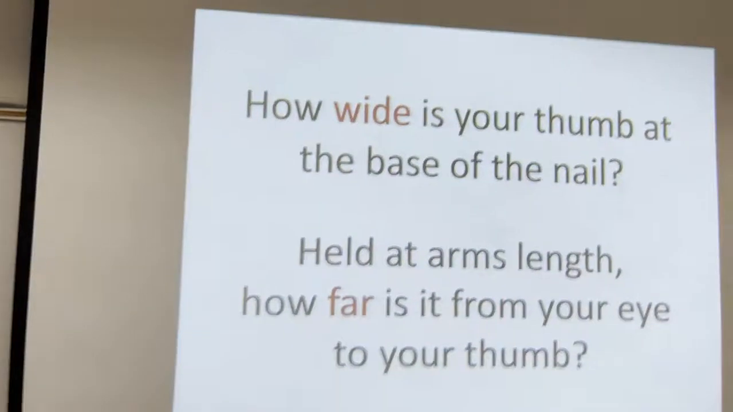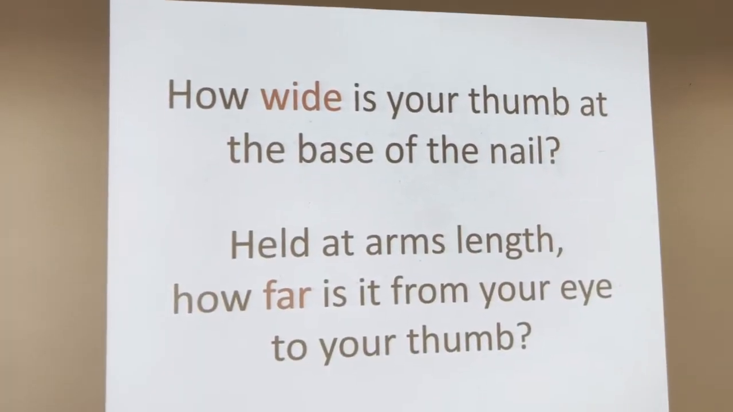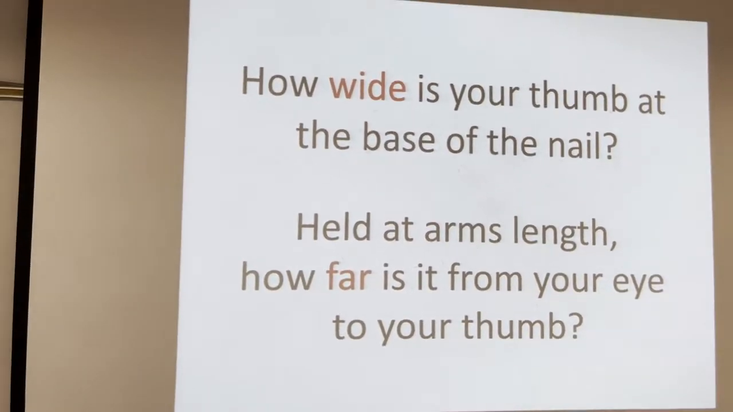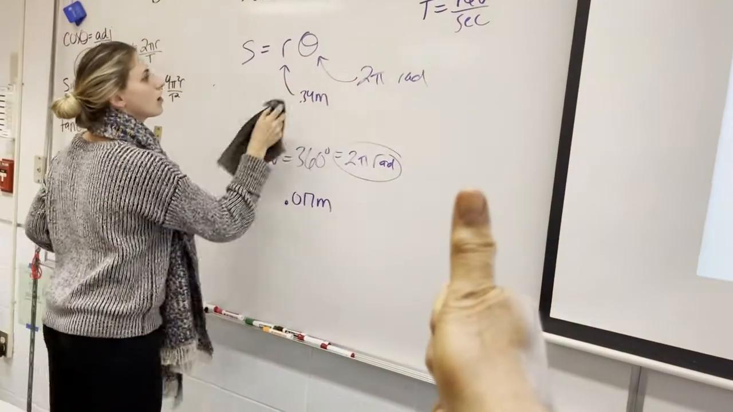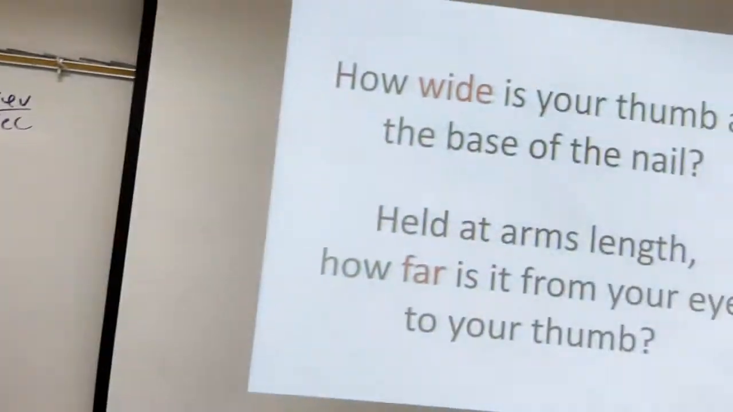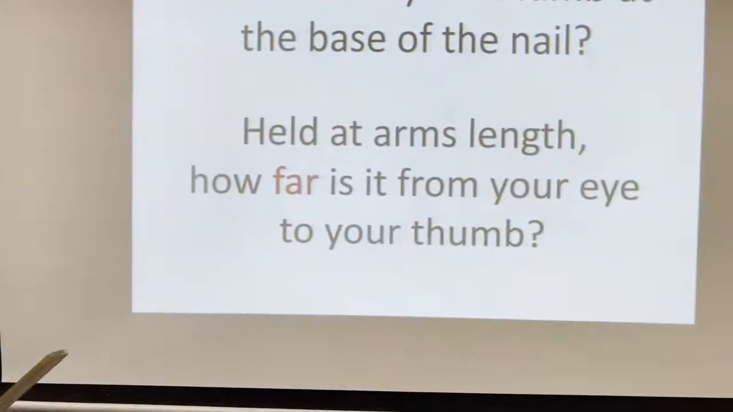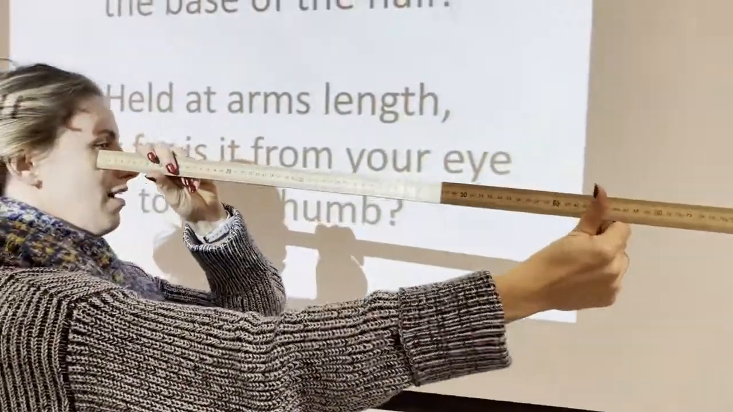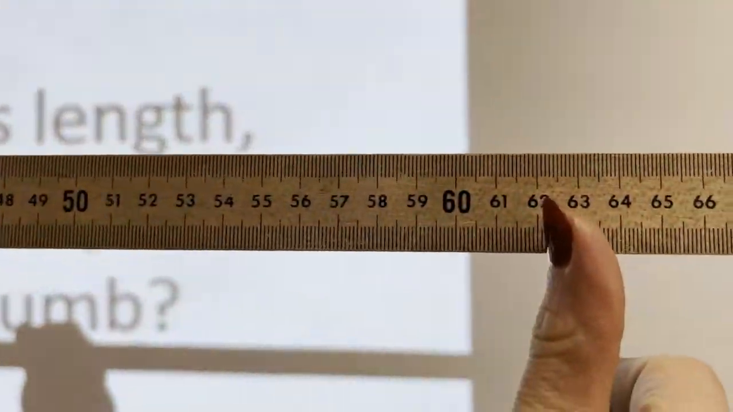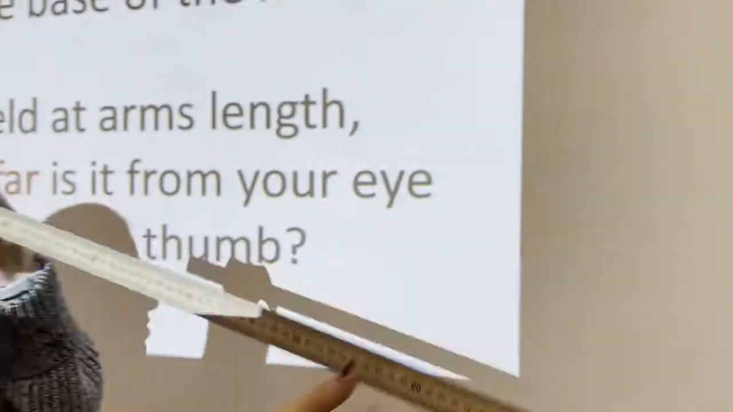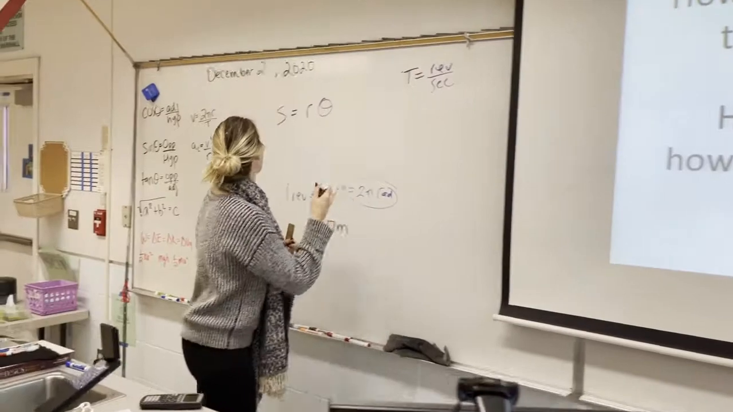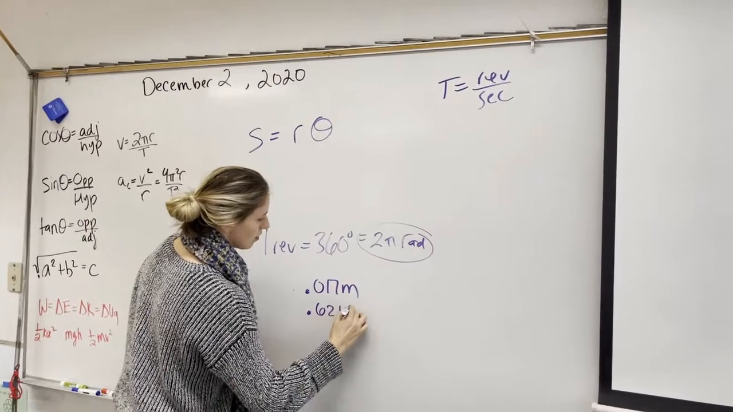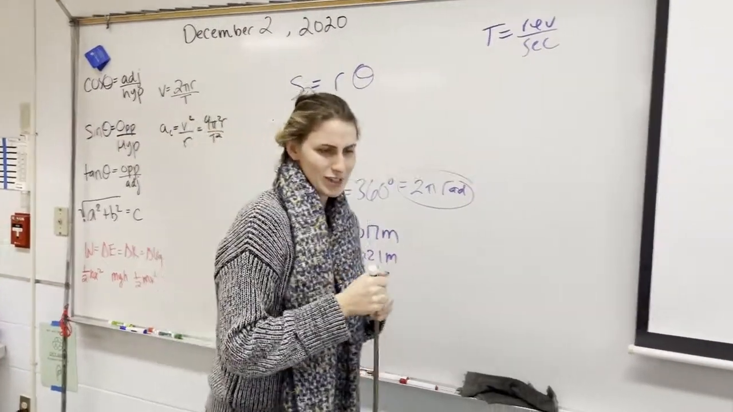Okay, so hers is 0.017. Use whatever ruler you got. Measure how wide your thumb is at the base of the nail. Now, held at arm's length, how far is it from your eye to your thumb? Okay, don't put your eye out. That appears to be 0.621. 0.621. Okay, what's next?